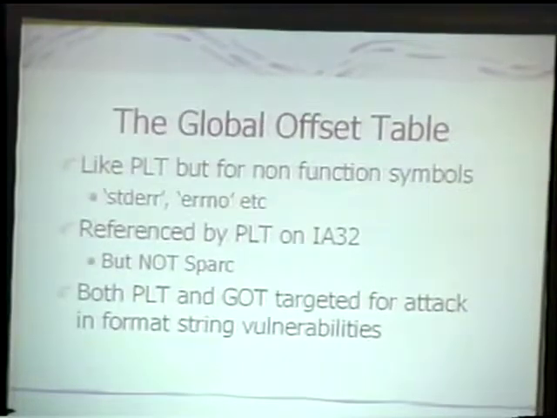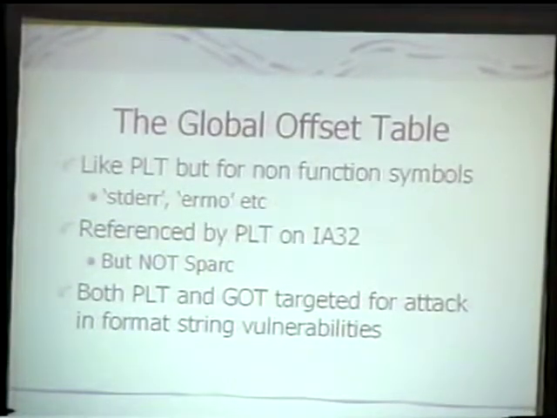And just for reference, although it's not all that interesting to us, the global offset table is like the PLT, but it is not for functions. It's used for data, which you might access, which you don't know where it is at runtime. So stuff like standard error, error number, all that stuff which exists in shared libraries, you get to that through the global offset table. And the global offset table is referenced by the PLT on the Intel architecture, but it doesn't have to be, and on the Spark it isn't.